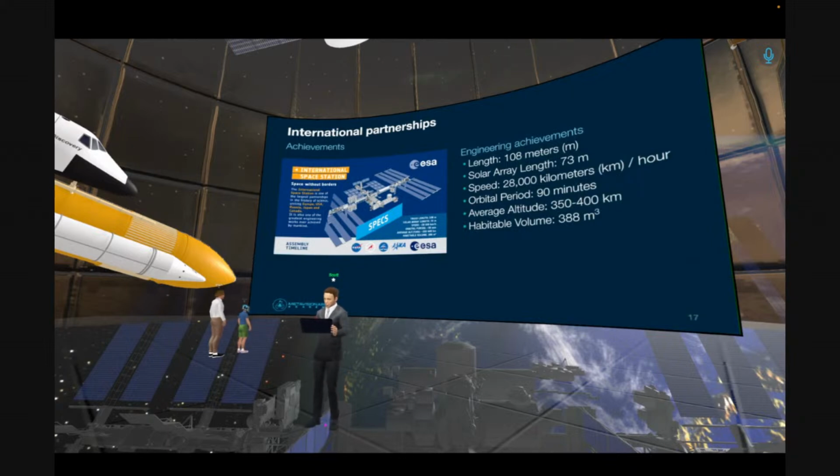So that's 16 times per day. It's orbiting the Earth 16 times per day. That's 16 sunrises, 16 sunsets every day for the crew on the space station. That's how fast it's going.